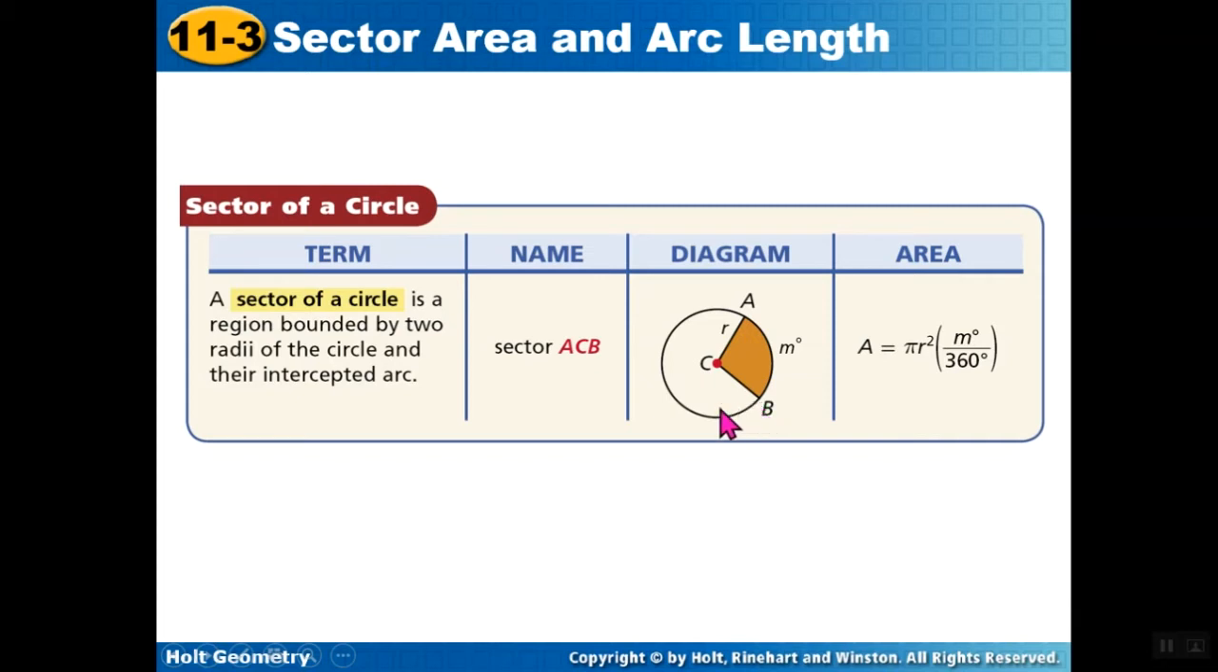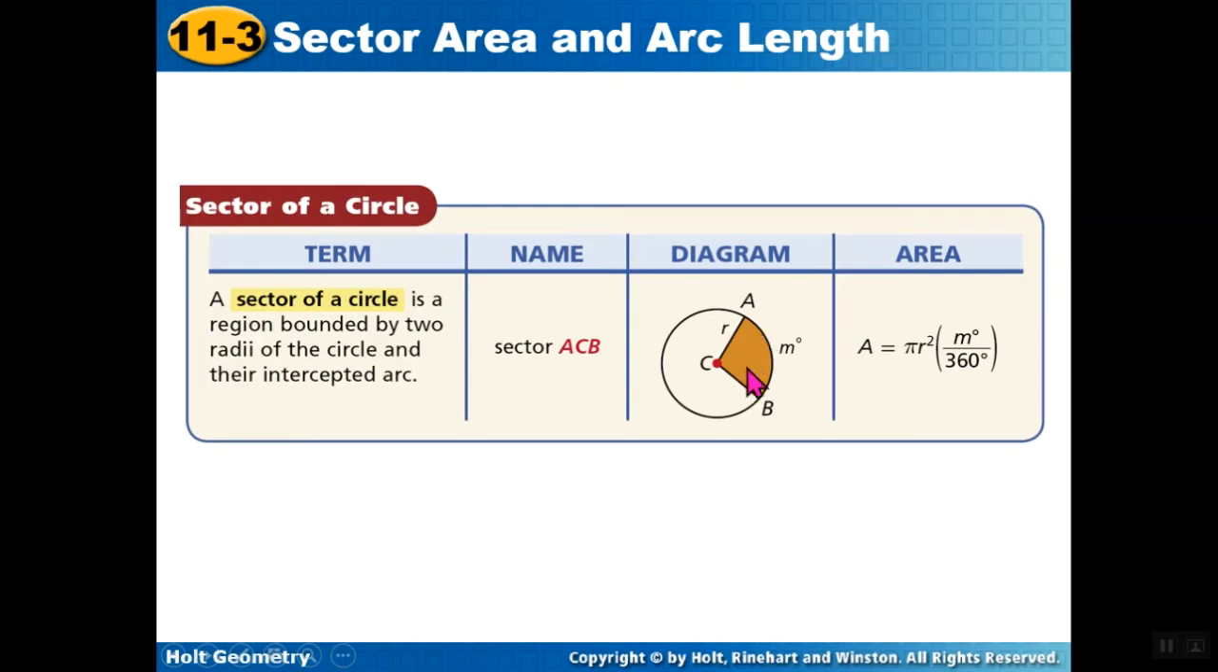How do we name the sector? We name the sector by three letters, starting from the first point, which is on the circle. Then the middle point must be the center of the circle, and then continue to the second point on the circle. Now, this is the sector. This shaded area, we call it a sector of a circle.